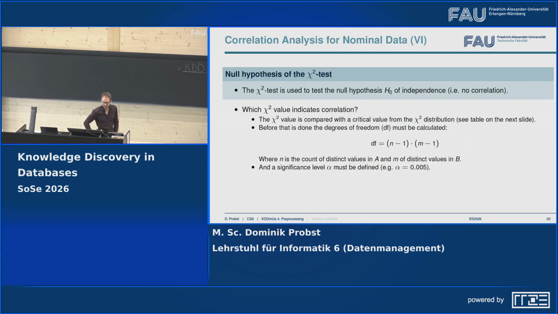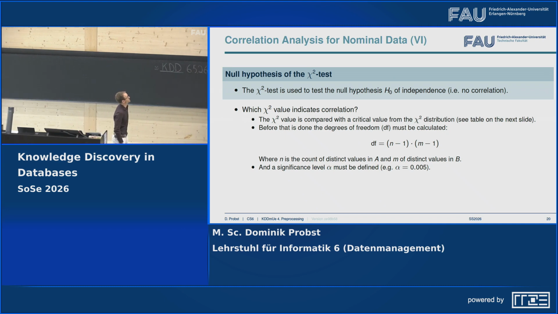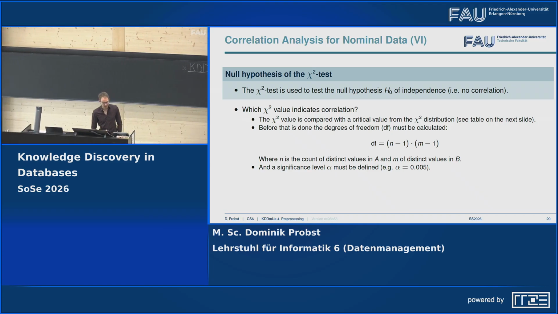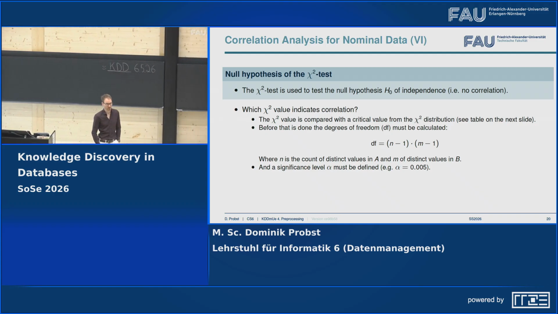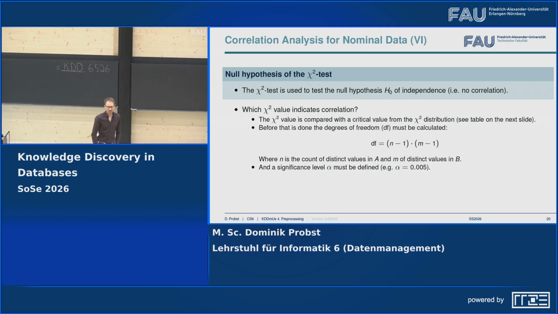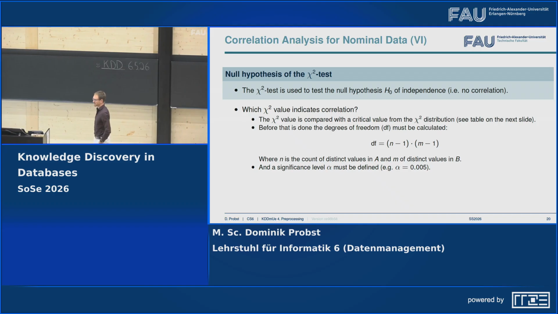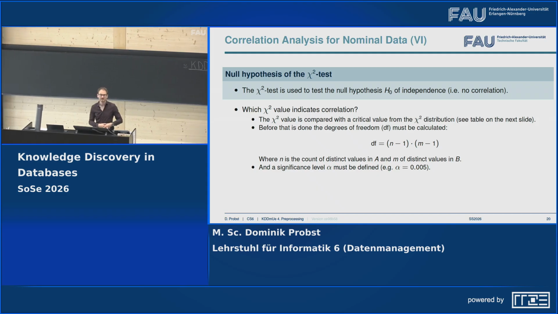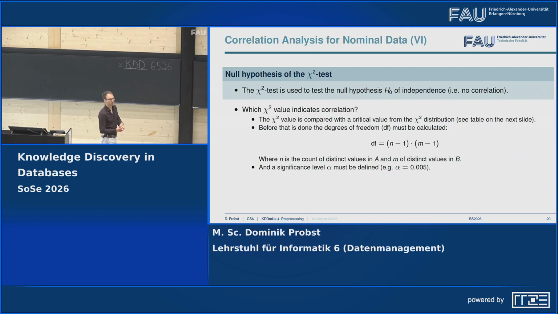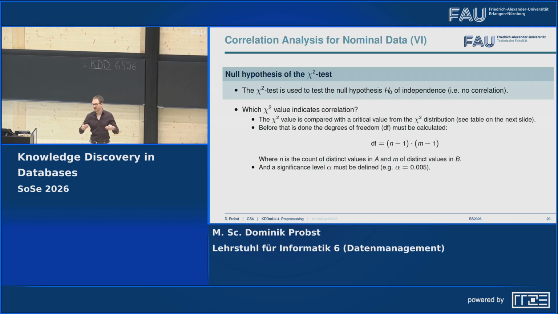We first have to define the null hypothesis of a chi-square test. The chi-squared is a test, and a test always has to have a null hypothesis in mathematical terms. In the case of a chi-square test, we define the null hypothesis in a way that we expect independence, so no correlation. And now, by defining it this way, we can use chi-squared to define a value where correlation is indicated.